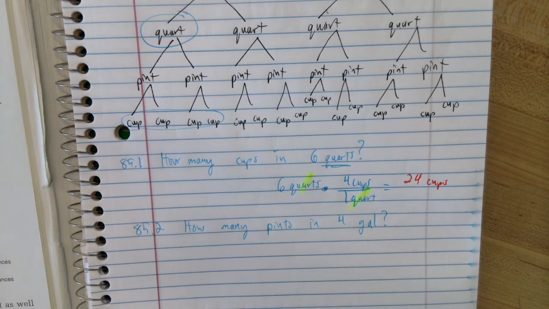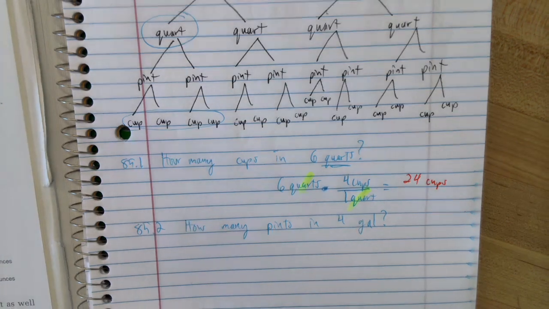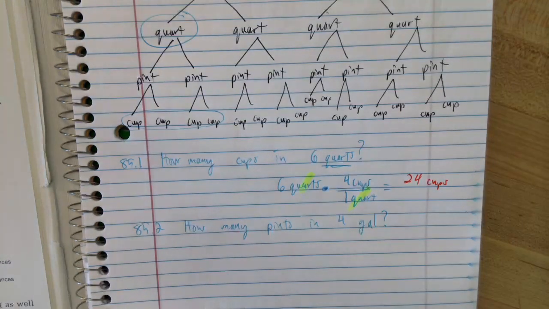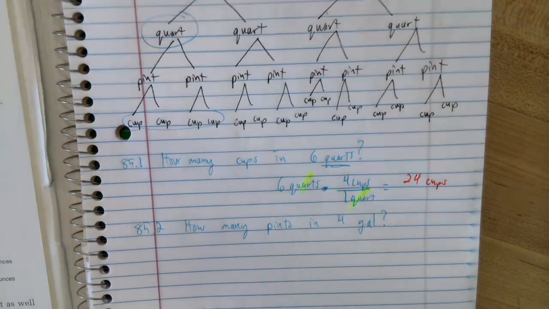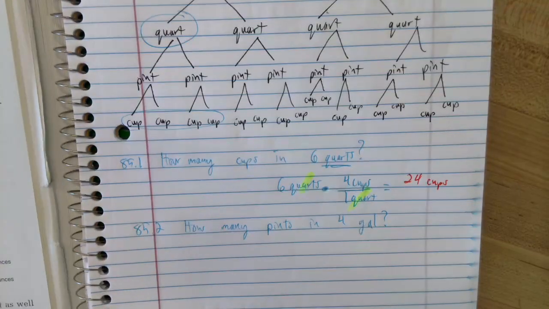32. Let me ask you a clarifying question. How many pints are in 1 gallon? 8. Now look, how many pints are there? There's the picture right there. 1, 2, 3, 4, 5, 6, 7, 8. There are 8 pints in 1 gallon. Therefore, how many in 4 gallons?